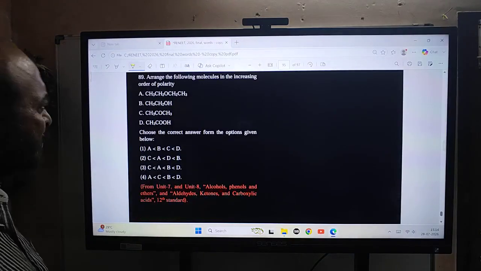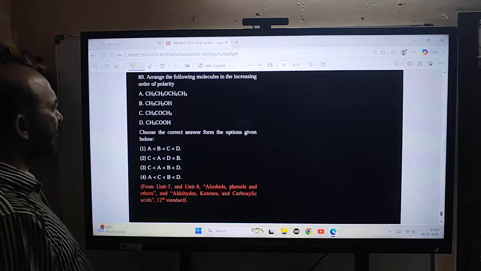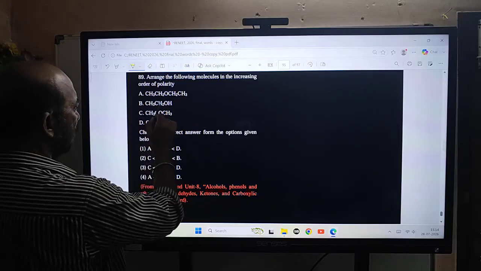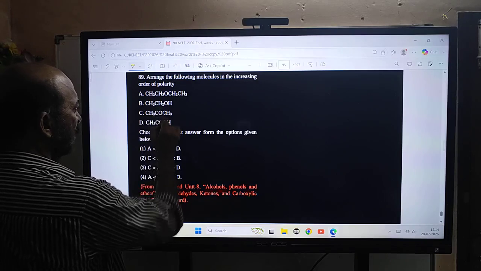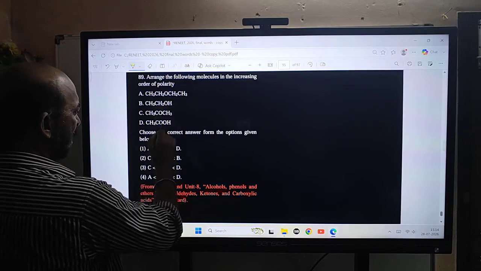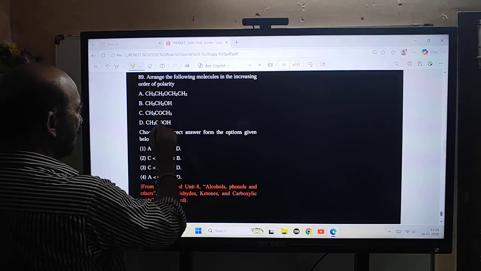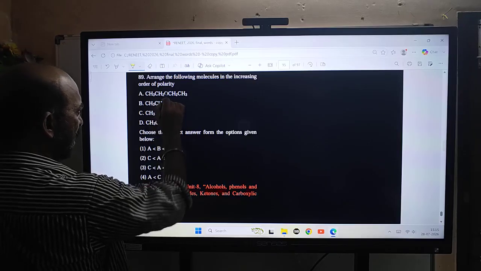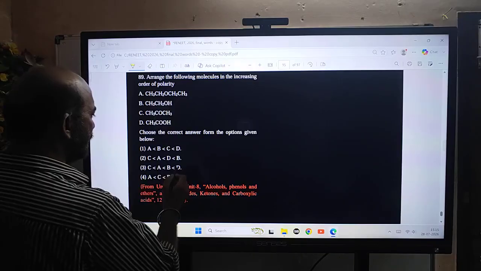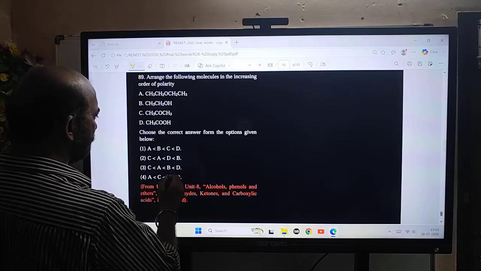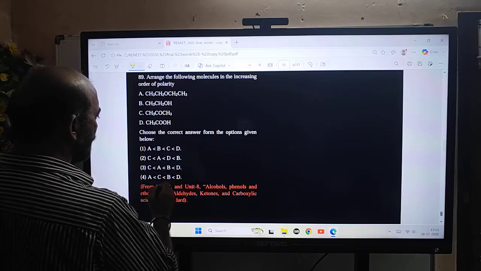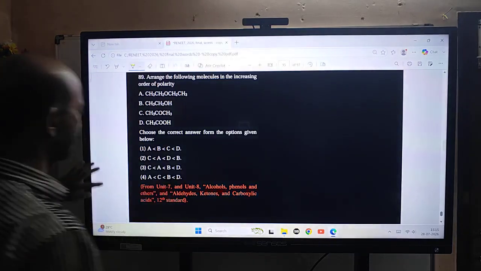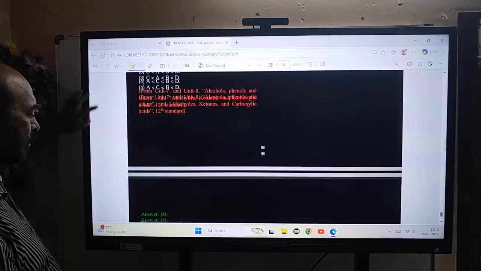Arrange the following molecules in the increasing order of polarity. We know carboxylic acid has the highest polarity, followed by alcohol, then ketone, then ether. I repeat, carboxylic acid maximum, then among the given, alcohol, then ketone, then ether. Means D greater than B greater than C greater than A. 4 is the answer.